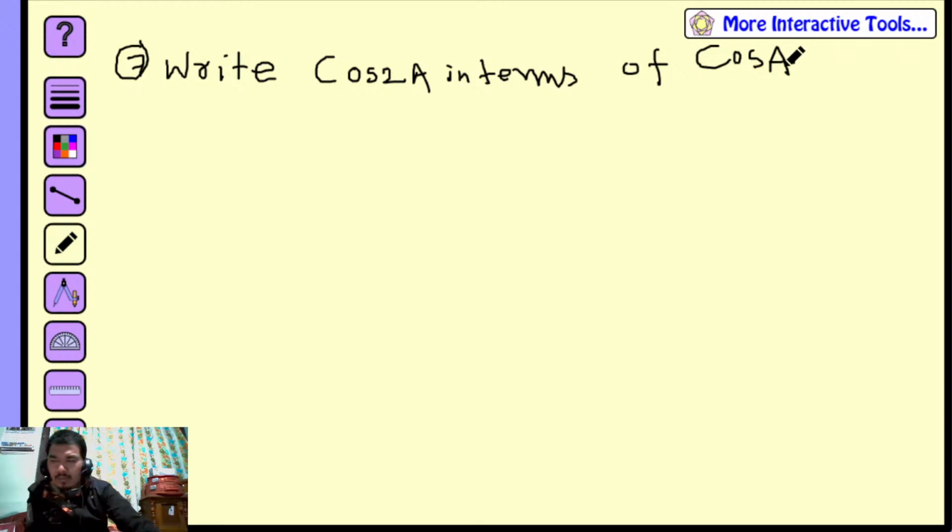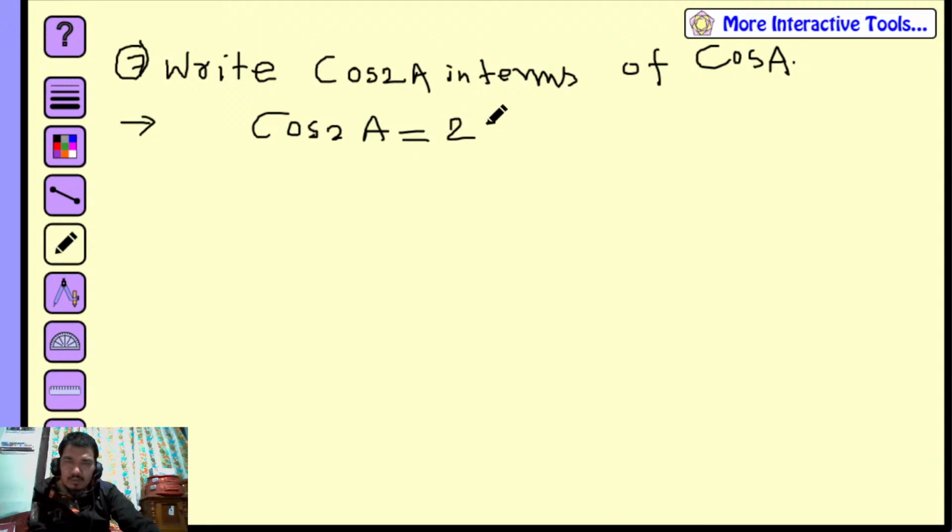It is question number 7 of 1 mark, group A. Its solution is what I have already shown: we can write the cos 2a formula, cos 2a equals 2 cos square a minus 1. This is the answer for this question, and a similar question will be asked this year also, as I told you, all the formulas are on the previous page.